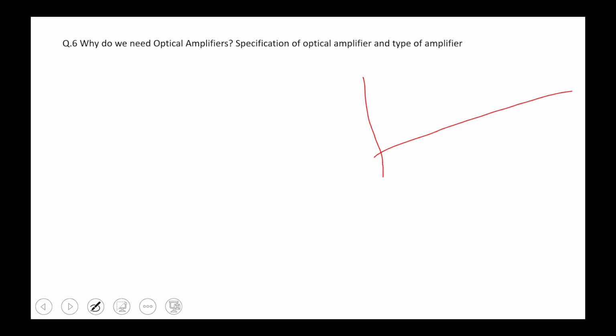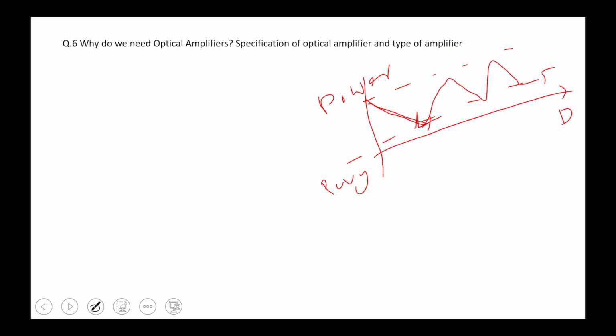See, this is the distance we have traveled, and this is our launch power. Okay, and this is the sensitivity of our receiver. What happens? The signal will travel and it will be reduced like that. Now it will not move like that. So the power will be reduced. Whatever the launch power and whatever the receiver power, it needs to be amplified to receive the minimum bit error rate.